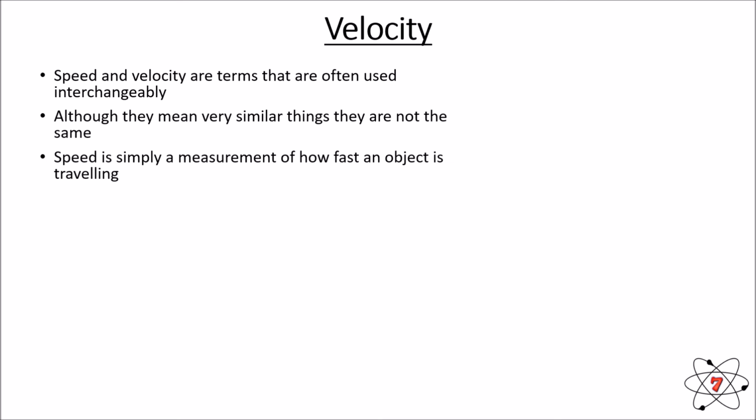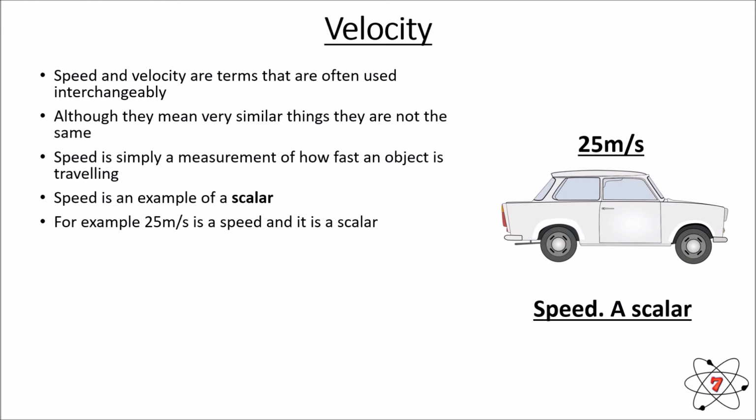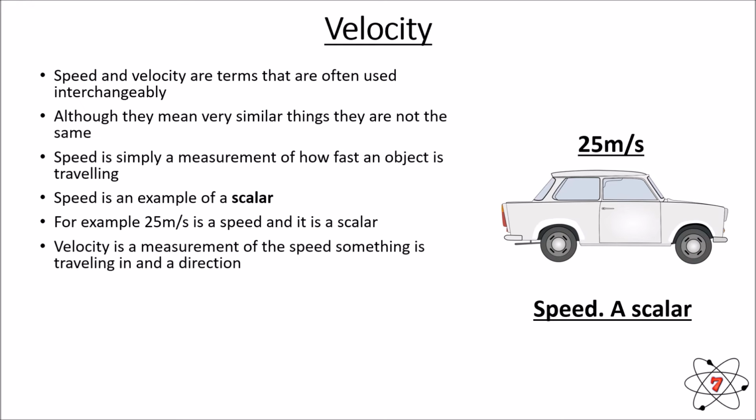So speed is simply a measurement of how fast an object is travelling. And speed is an example of what we call a scalar. Now, what we mean by this is that a scalar only has magnitude. So the speed of this car is 25 meters per second. We are only providing a magnitude of how fast it is traveling.